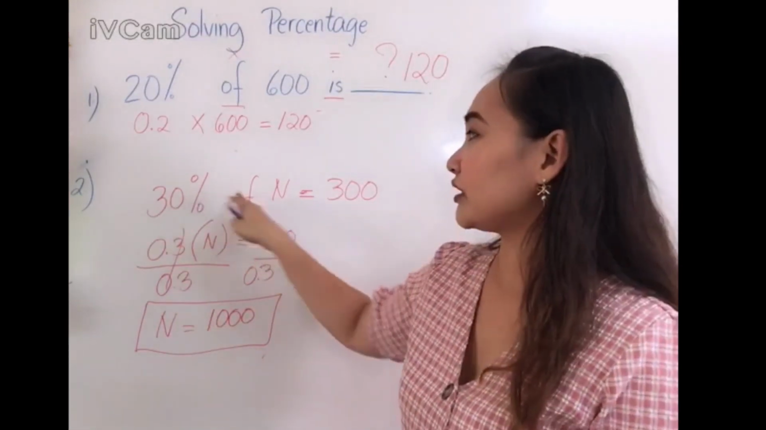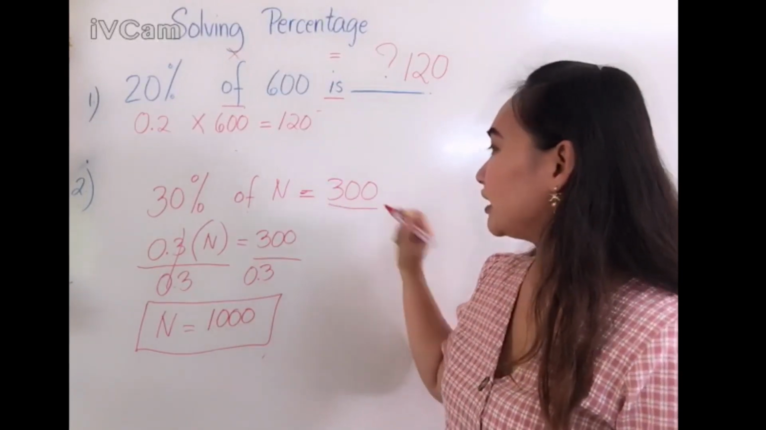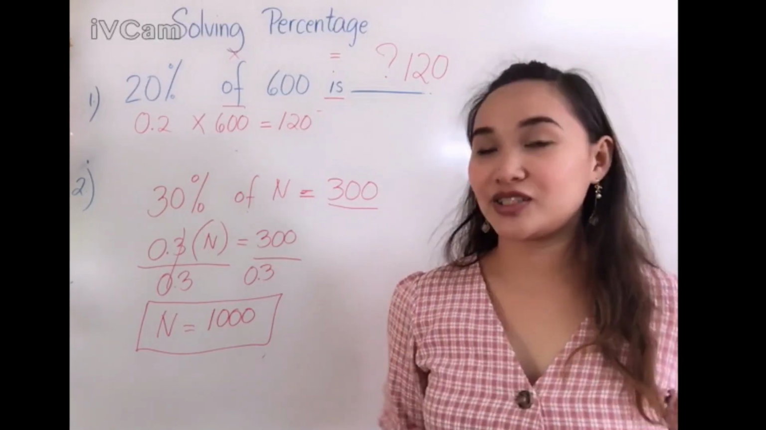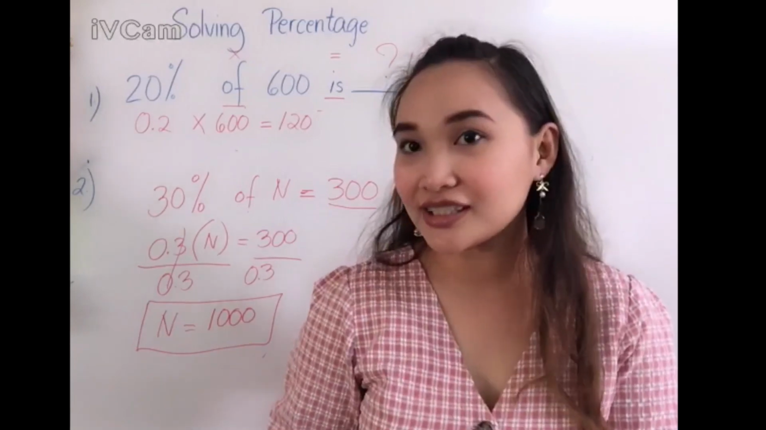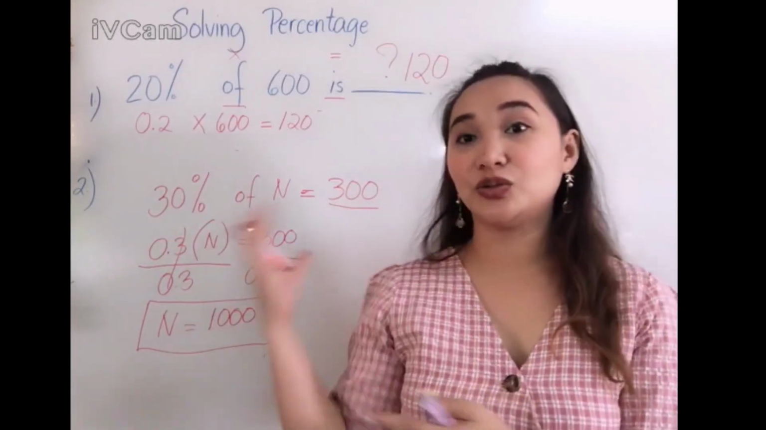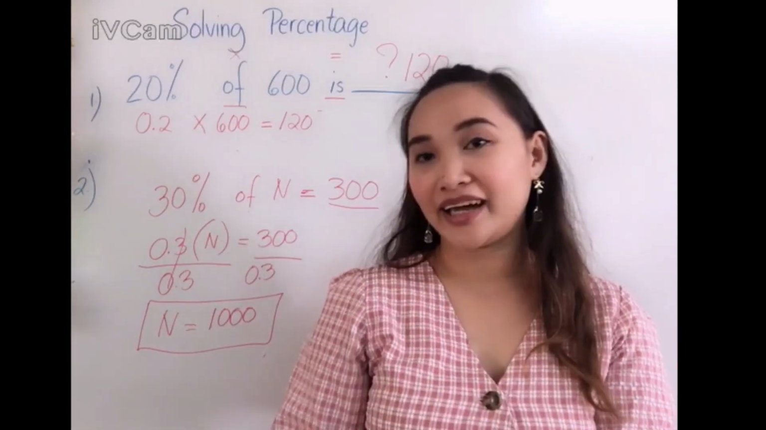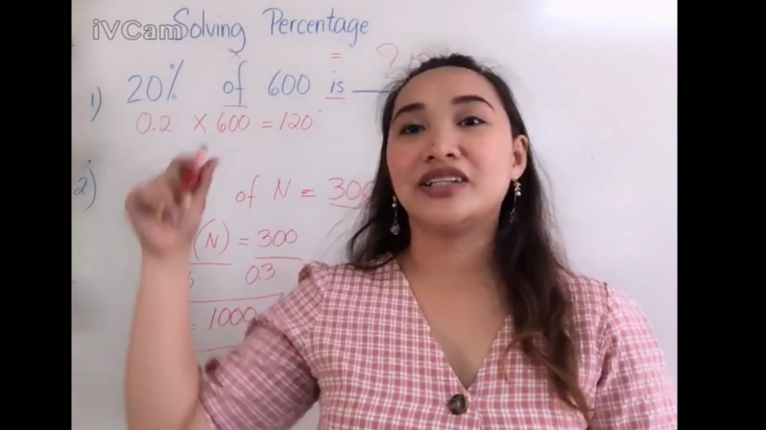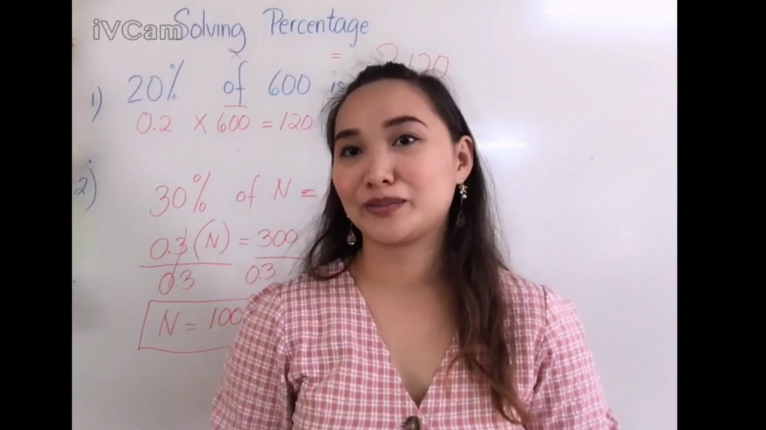Alright, so that's it. Therefore, 30% of 1,000 is 300. Okay, so do you have questions? Do you understand? If you have questions, just comment down below. And if you don't understand some of this, maybe I am a bit too fast, which sometimes I am, just try to re-watch the video.